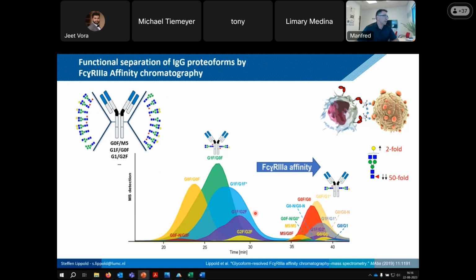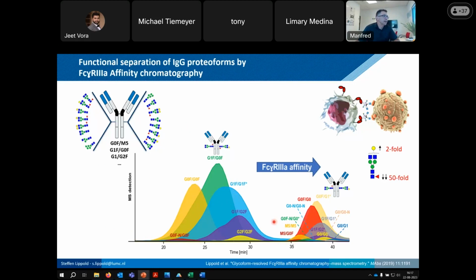And what we did is actually we put the 3A receptor on a column. We flushed the complex mixture of glycoforms across the column. We then look at the retention, so higher retention reflecting higher affinity binding. And we use a mass spec for detecting all these intact antibodies flushed across the column. And what we then see is very much in line with what the glycoengineering told us in the previous slide.